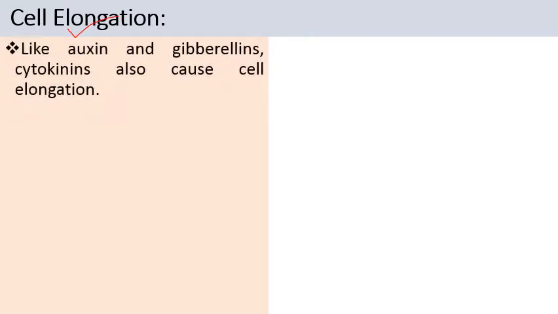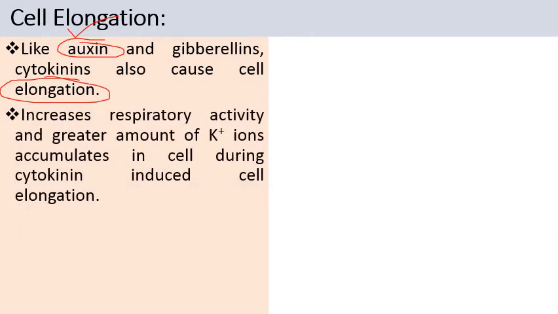Next important function or physiological role of cytokinin is cell elongation. Like auxin and gibberellins, cytokinin also causes cell elongation. As we know, these 3 hormones are growth promoting hormones.